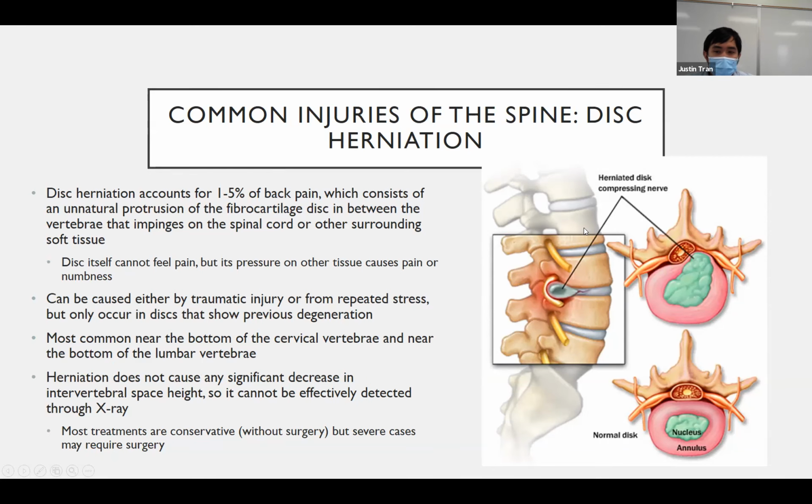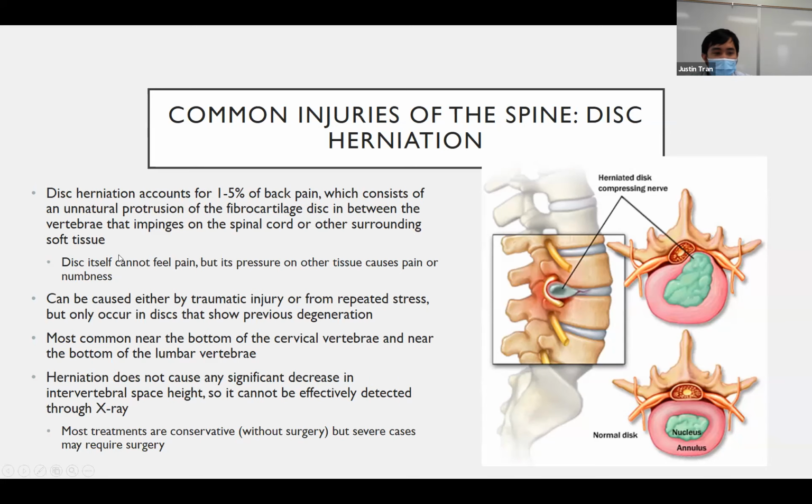Okay. So remember, in between each of your vertebrae bones, you have these soft cartilage discs. And if you place continuous large loads on these discs, then they can start to bulge out. Whenever these discs start to bulge out, we call this a hernia or disc herniation. They account for maybe about 1 to 5% of all back pain. But if it does happen, it can be extremely, extremely painful.